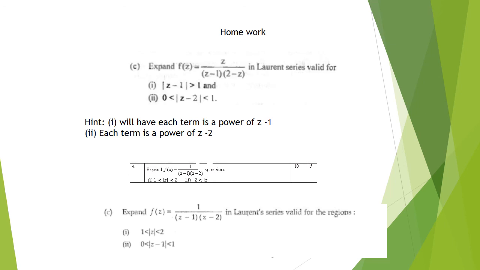Third problem: expand f of z equal to 1 by (z minus 1) into (z minus 2) in Laurent series in the valid regions 1 less than mod z less than 2, and the third one 0 less than mod z minus 1 less than 1. So the first region should contain the powers of z, and the second region should contain the powers of z minus 1.